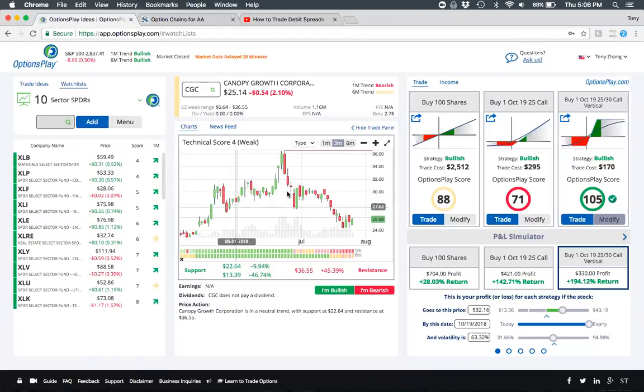Is the volatility number in the platform the volatility number for an individual stock or the VIX? It's for the individual stock. As you can see, Canopy is at 63% because this is a high-flying stock. It's very volatile. That's why it's at 63%. The VIX is trading at, what, 12% right now? So it's the volatility for the stock.